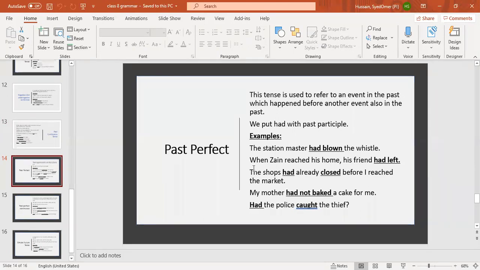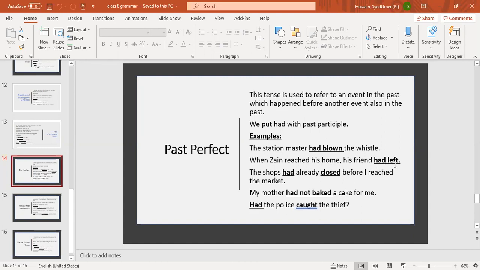Now, students, remember one thing, that in past perfect, we are putting had with the third form of verb. Blow, blew, blown; leave, left, left; close, close, close; bake, bake, bake; catch, caught, caught. Okay? If there are two verbs in a sentence with past perfect, then the other verb is simple past. You can see the second example. When Zan reached his home, his friend had left.